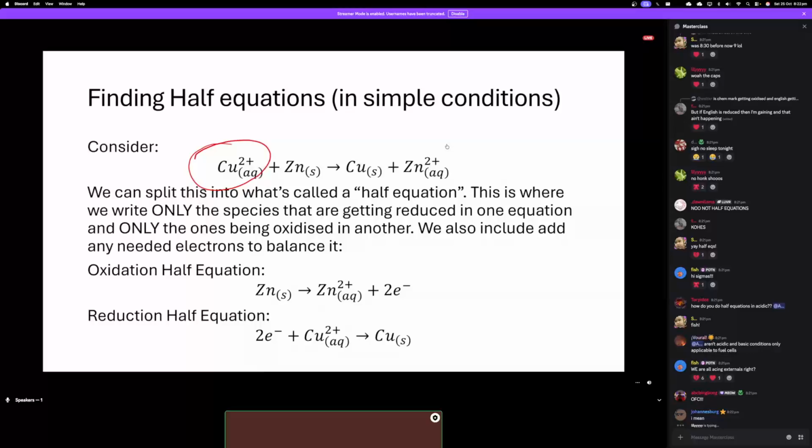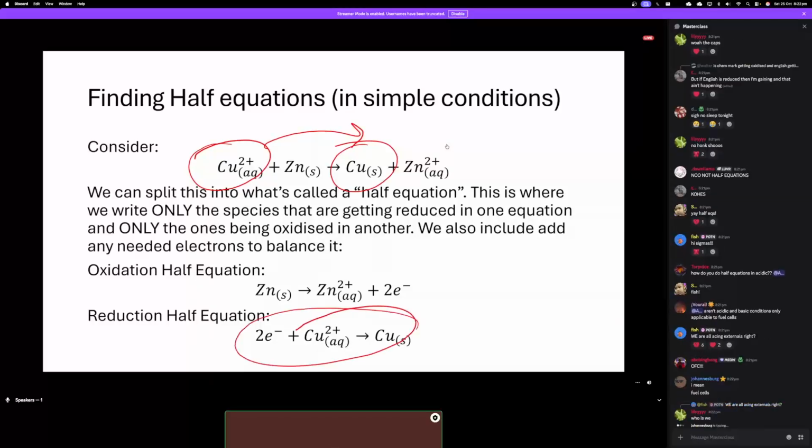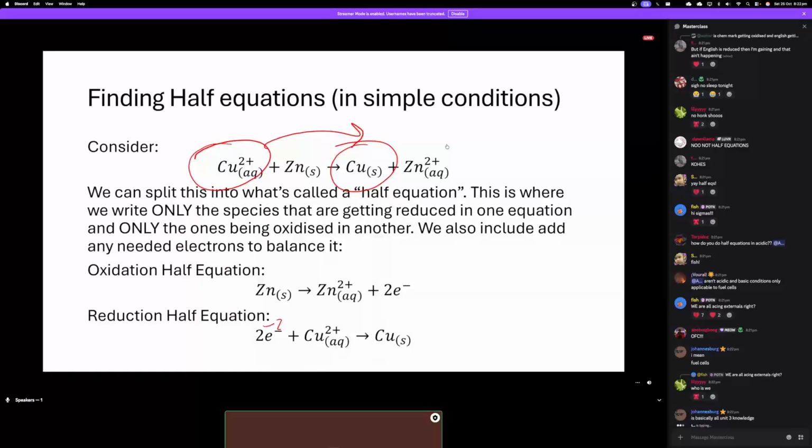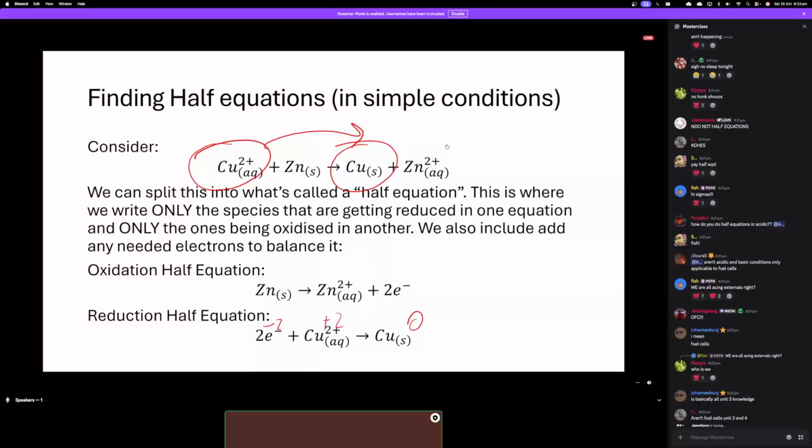Then copper to this. This is our reduction half equation. We are adding the electrons here to balance the charge again. So this is a -2 charge. This is a +2 charge. This is 0 in charge.